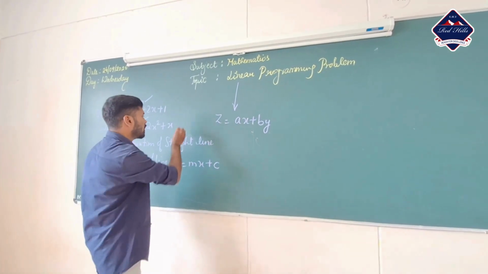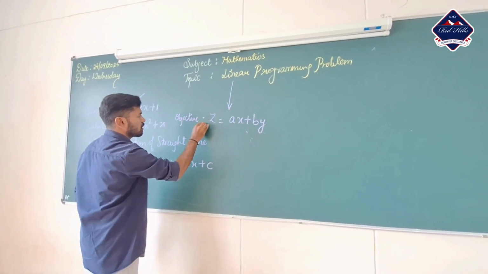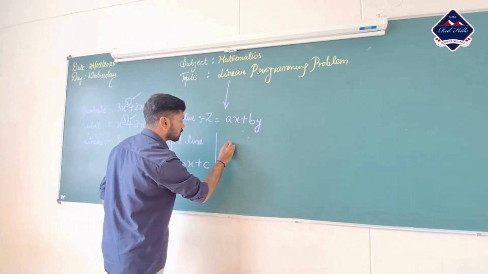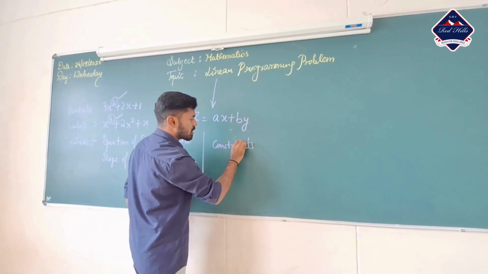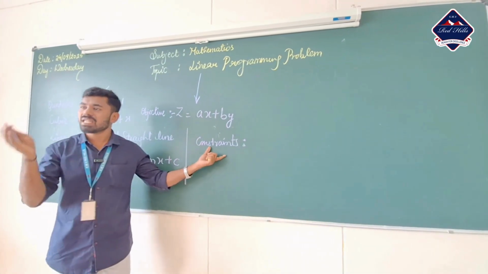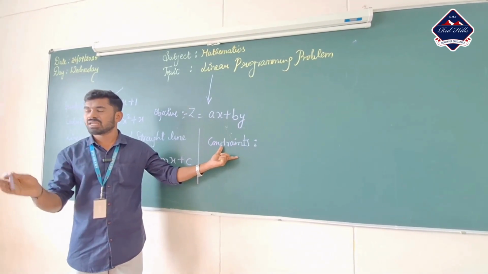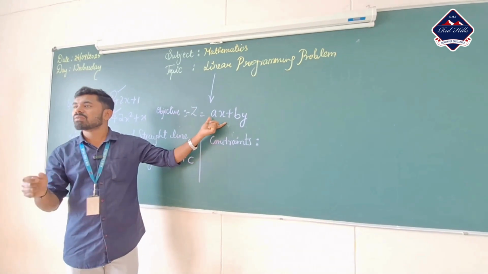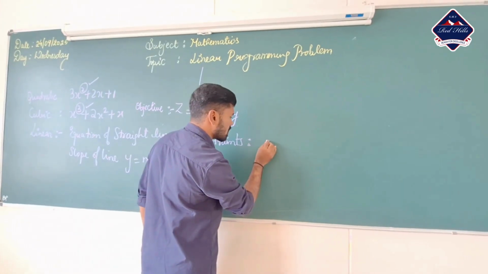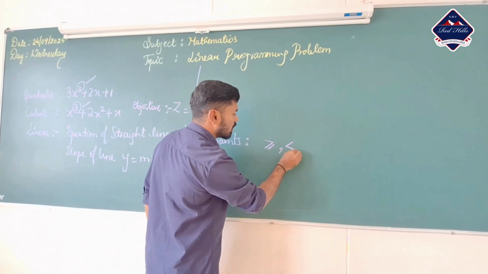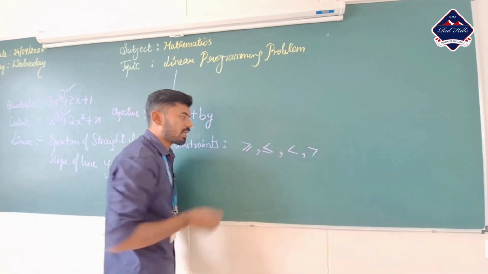This is the objective function, followed with constraints. So what do you mean by constraints? These are the linear equations which are responsible for finding out the maximum and minimum values for a given objective function. So these equations consist of less than or equal to, greater than or equal to, strictly less than, strictly greater than.